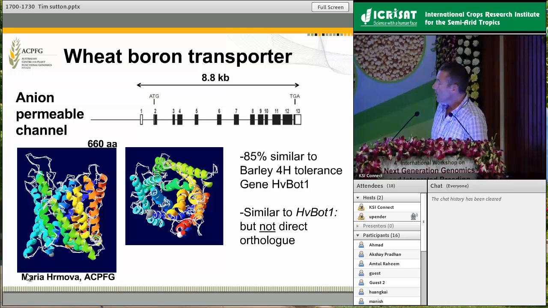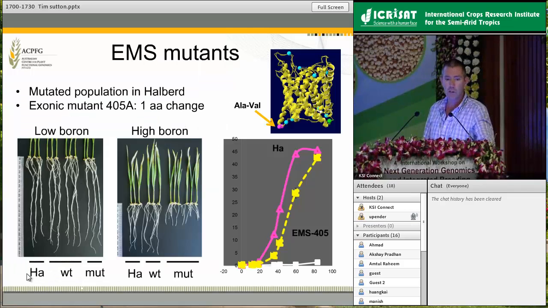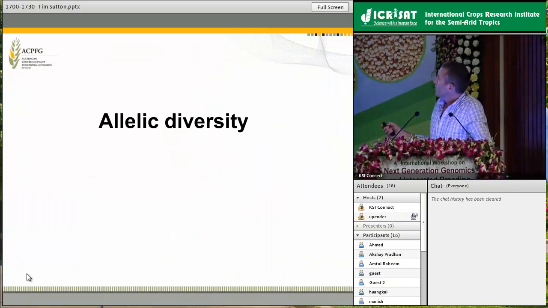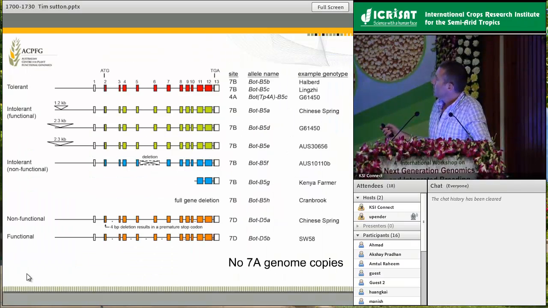It's similar to the barley transporter that we'd cloned on chromosome 4, but it's important to note that it's actually not the direct ortholog of the barley gene. So we developed a mutated population in the tolerant genotype Halberd. We found several EMS mutants in the gene. One of them I'm just showing you here. This is a mutation in one of the exons, which causes an alanine to valine change in the amino acid sequence.